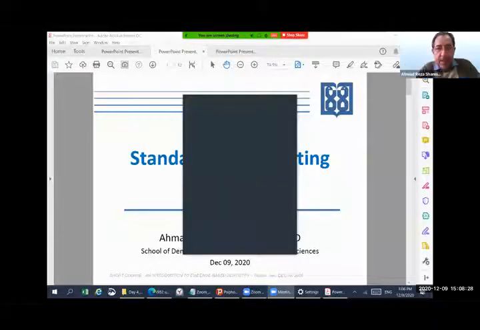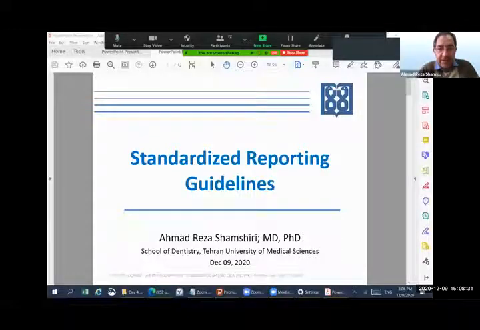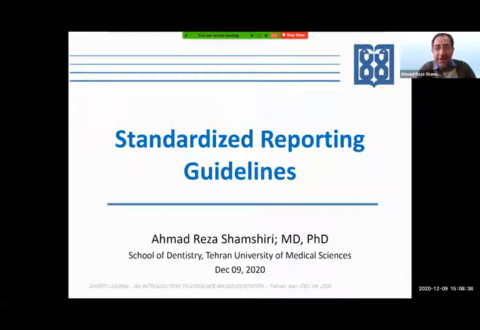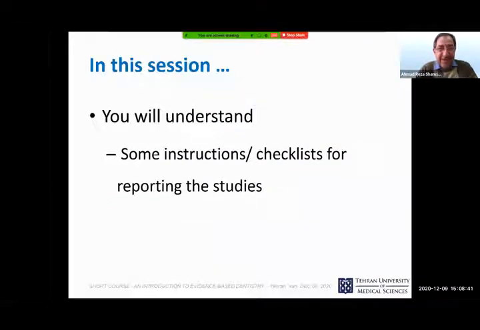Okay. So my next presentation is standardized reporting guidelines. And here the guideline is not the clinical practice guidelines. I want to show some instructions or checklists for reporting the studies. It may be more beneficial for the researchers, not practitioners. But if you know how the researchers report their study outcomes, for example, methodology and results, you can better find the important part to appraise them.